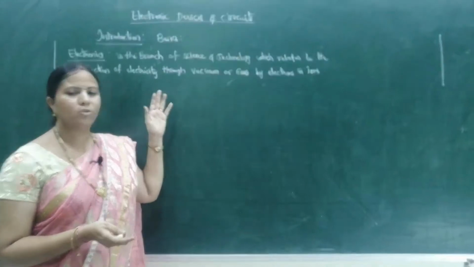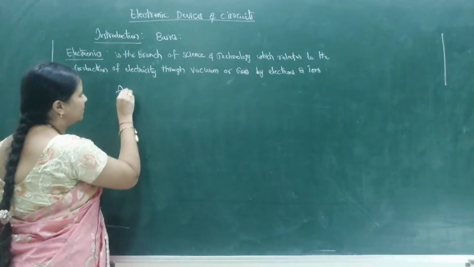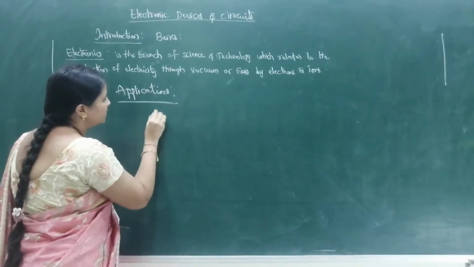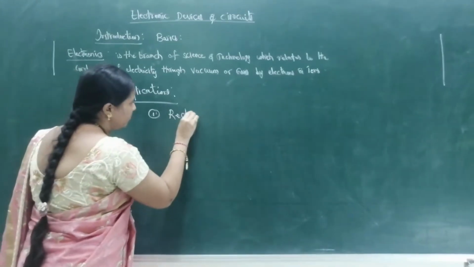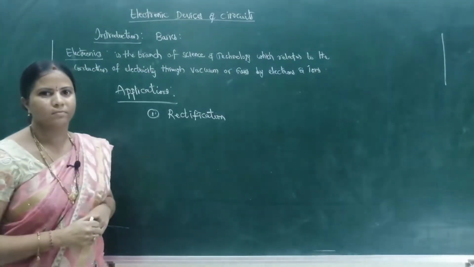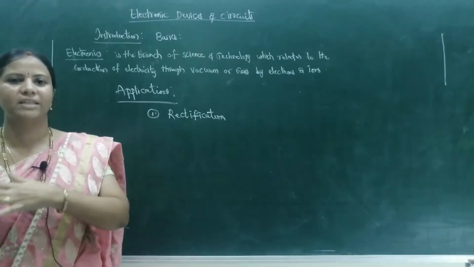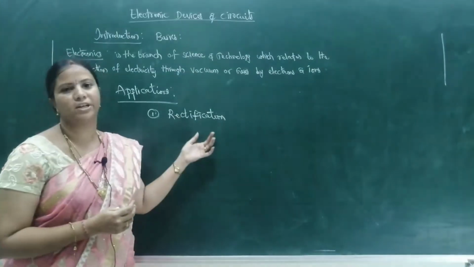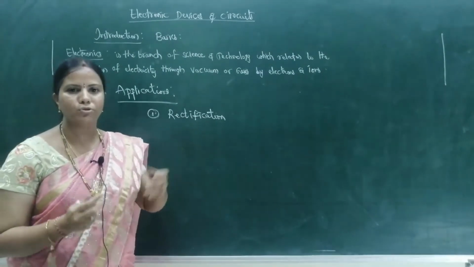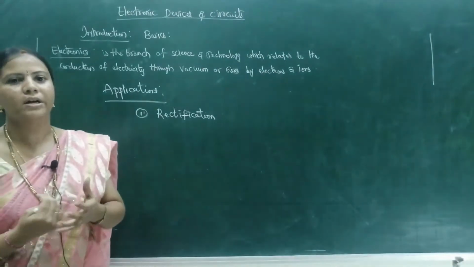The electronic devices are used for the amplification purpose. So the applications are, first, rectification. Rectification means it is used to rectify alternating current to DC current. That is the meaning of rectification. Rectification is nothing but a device used to convert the AC current to DC current, or AC voltage to DC voltage.